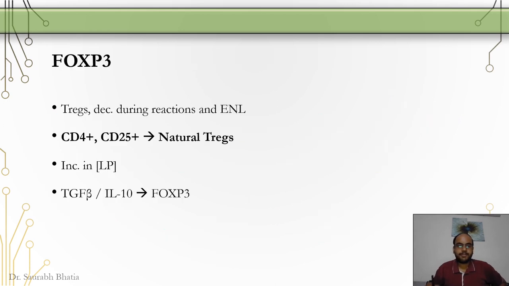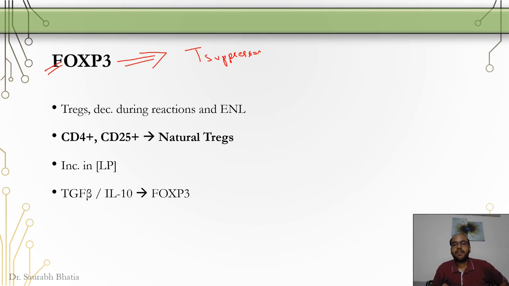Let's move forward. Now I told you that FOXP3 is a very important molecule to be discussed, or a gene to be discussed. Now what is the action of FOXP3? FOXP3 is necessary for T suppressor activity.